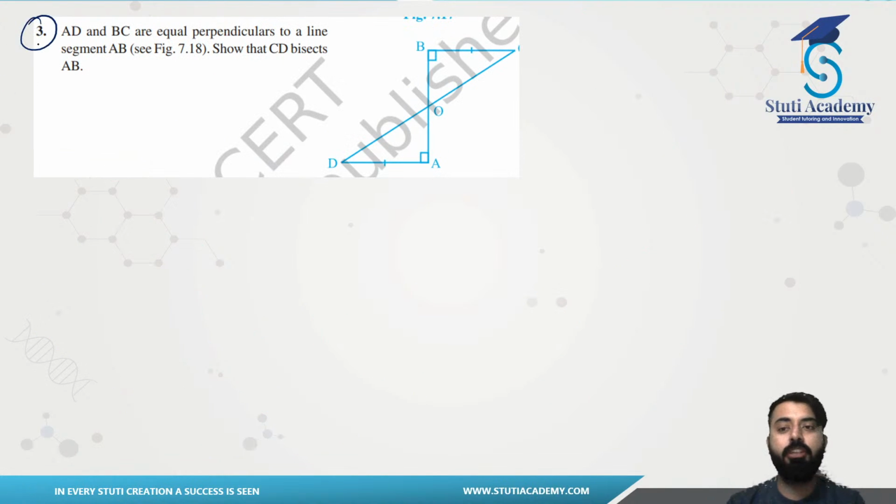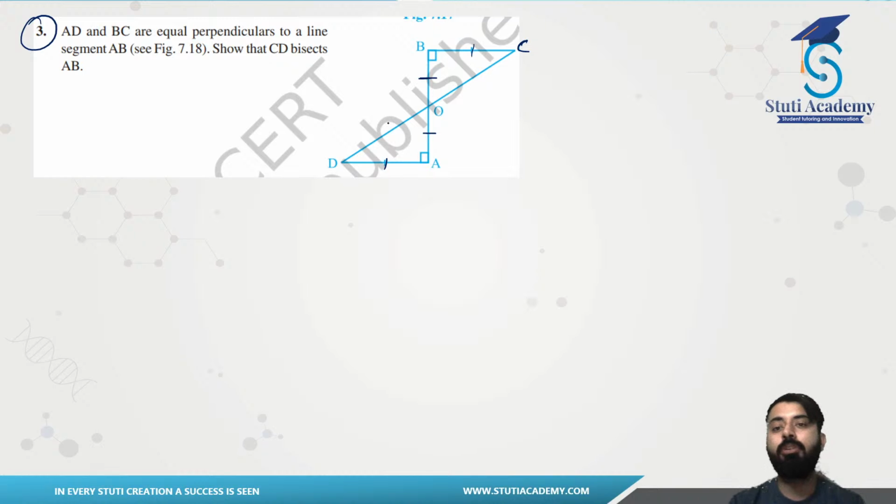We have this third example with us. AD and BC are equal perpendiculars. This side is equal to that one. And show that CD bisects AB. We have to show that OB is equal to OA. Now you guys see, this is point C. So CD bisects AB. We have to show that OB is equal to OA.